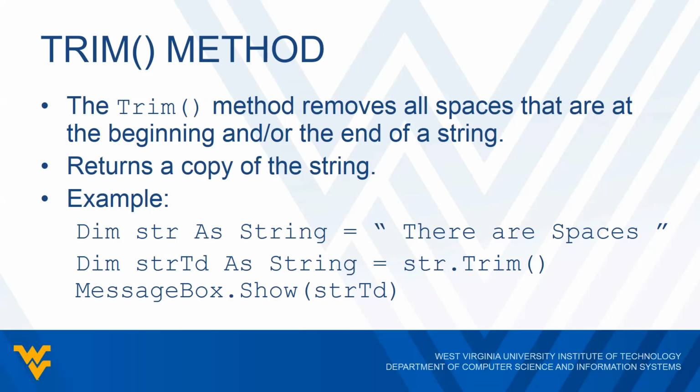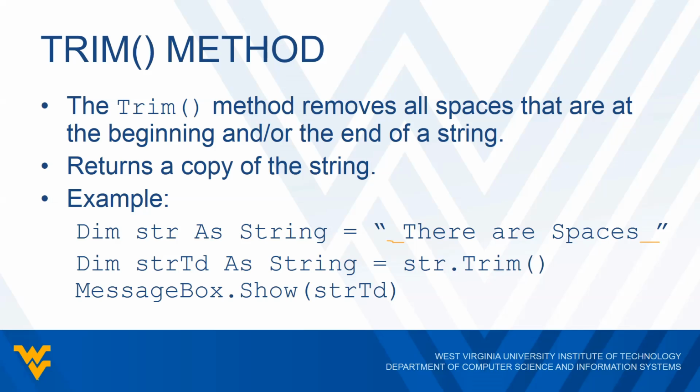So here's some code. We have a string variable called str, and we are initializing it to the string. There are spaces, and notice that we do have spaces in here. We have one right here, and we have one right here at the end. Now there are spaces in the middle, and I should mention that the trim method does not remove any other spaces other than what's at the beginning or the end. So the space between there and R and another space between R and spaces will not be affected by the trim method. We only remove the ones at the beginning or at the end or both.